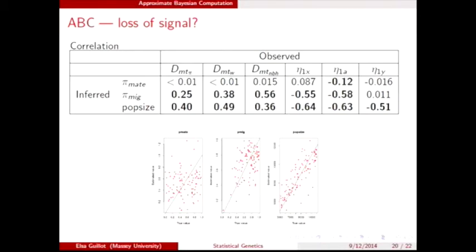So that's our cross-validation, which looks much better in terms of population size and p-migration. Doesn't seem like for the p-migration we have much signal at all. And indeed, if you look here, that's why we don't have much correlation.